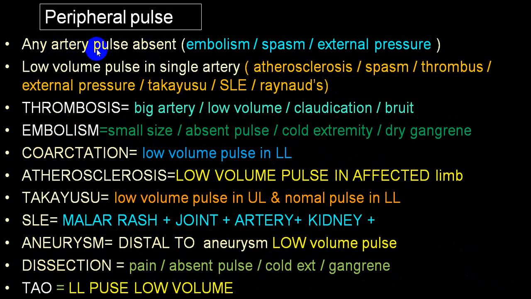If any single artery pulse is absent, it is because of embolus, maybe because of spasm, because of irritation, or maybe because of an external pressure by tumor or by, say, fibrous tissue, or maybe even a bony structure. Low volume pulse in one single artery will be very commonly because of atherosclerosis, or maybe because of spasm, maybe partial occlusion because of a thrombus, or maybe partial occlusion because of external pressure.